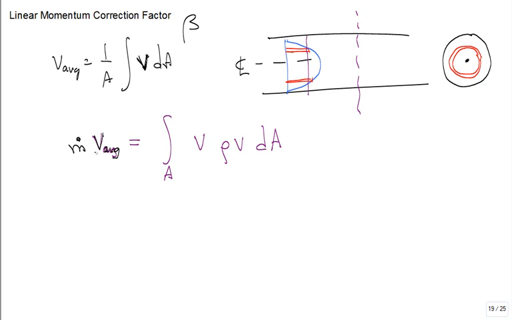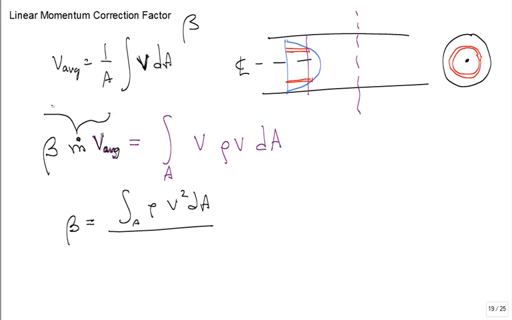But when you put in a real velocity profile, that equation doesn't work. So to make it work, you introduce a correction factor. You introduce beta, the linear momentum correction factor. The equation for beta is the integral over the area of rho v squared dA, and then you divide by the mass flow rate. What was our equation for the mass flow rate? Rho A V average, isn't it? Rho A V average.